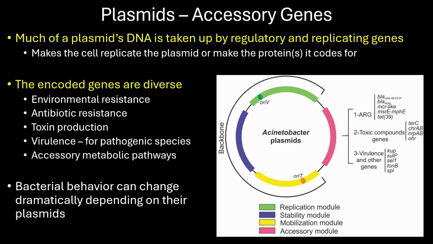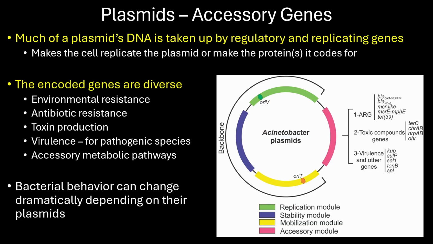Now, a lot of the plasmid's DNA is actually taken up by regulatory and replicating genes, things that allow the plasmid to actually make the proteins that it codes for and also perpetuate itself. And as I mentioned before, the encoded genes that are in these plasmids are really diverse. Some of them can be environmental resistance related, so dealing with, say, excessively hot conditions or excessively cold conditions. Super acidic or basic conditions, super salty conditions, so on and so on. Antibiotic resistance is also common. Toxin production and virulence factors for species that are very pathogenic.